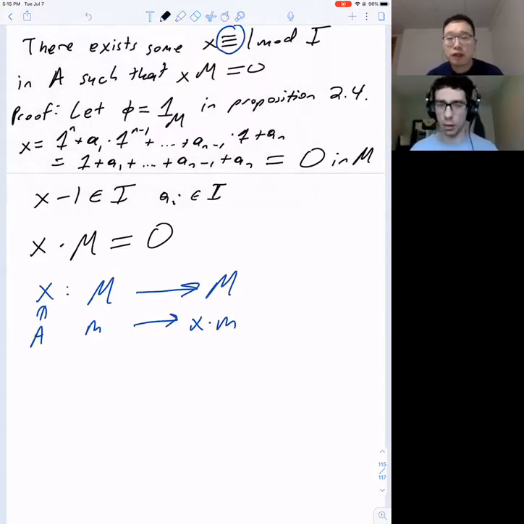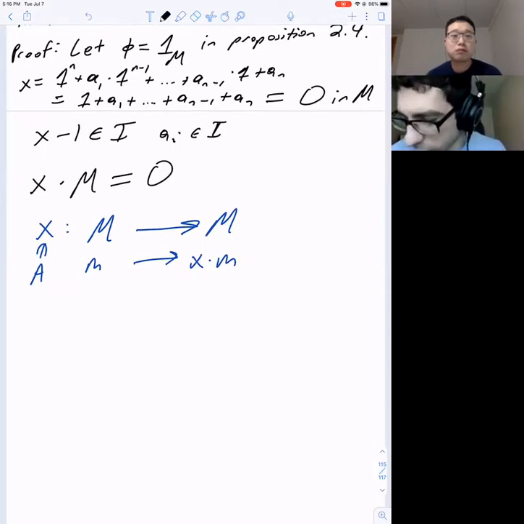So that we can identify capital X with small x, right? Yes, exactly. This x does come from the ring A, but it's the number you multiply every element in M by to get 0.